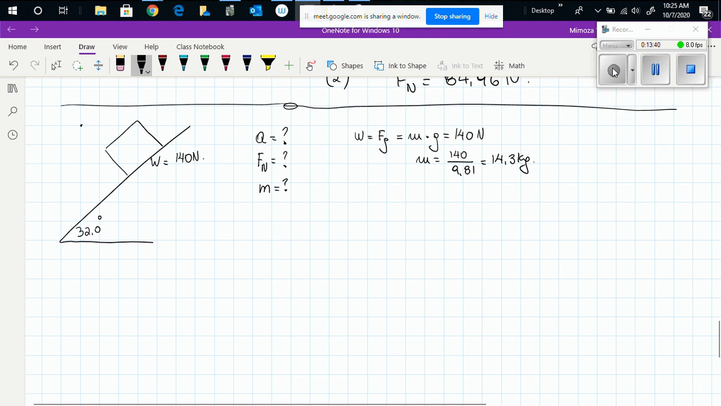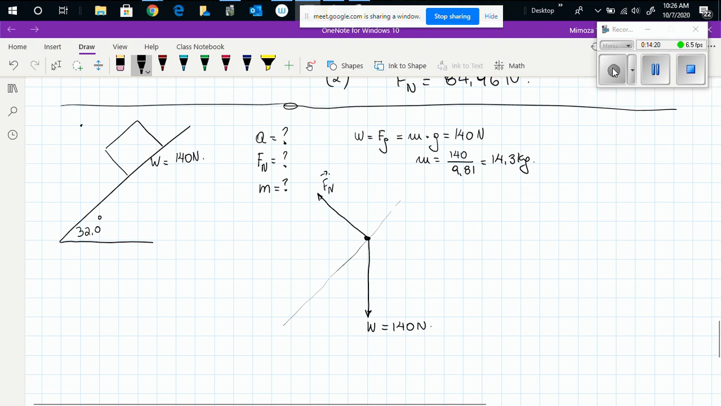Okay, so now let's start constructing the free body diagram. We'll start with the object of our interest represented by a dot, and then we will draw the force of gravity, which is our weight, and it is equal to 140 newtons. We have a surface that is creating a 32 degree angle with the horizontal. Perpendicular to the surface, we will have force normal.